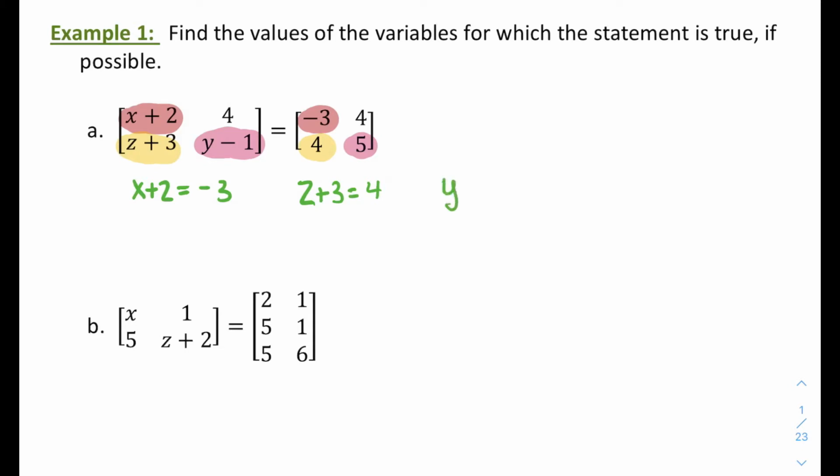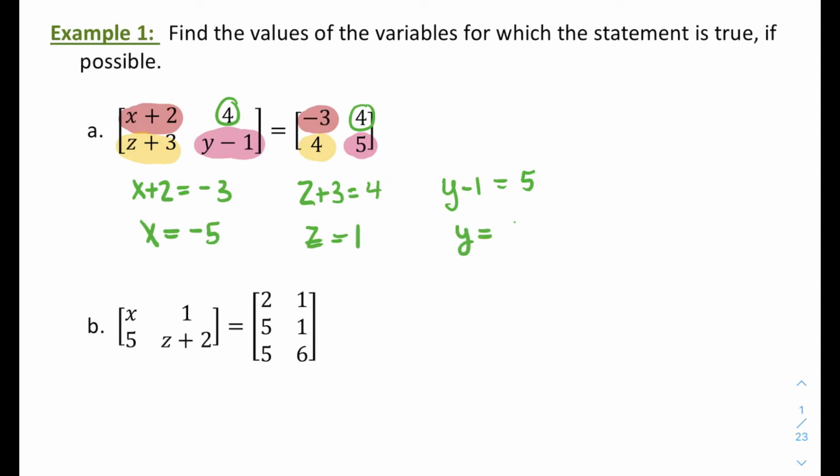The upper right-hand corners have to be equal as well, but you can kind of already see those are. So those are just numbers, and 4 is equal to 4. So to solve this, we're just going to solve those 3 equations, and those will give us the values that will make our elements in the same location equal.